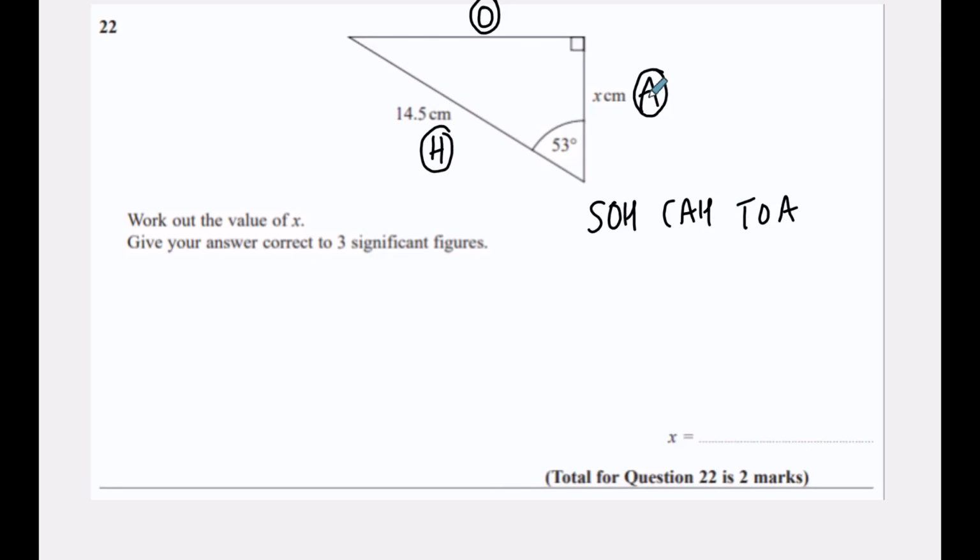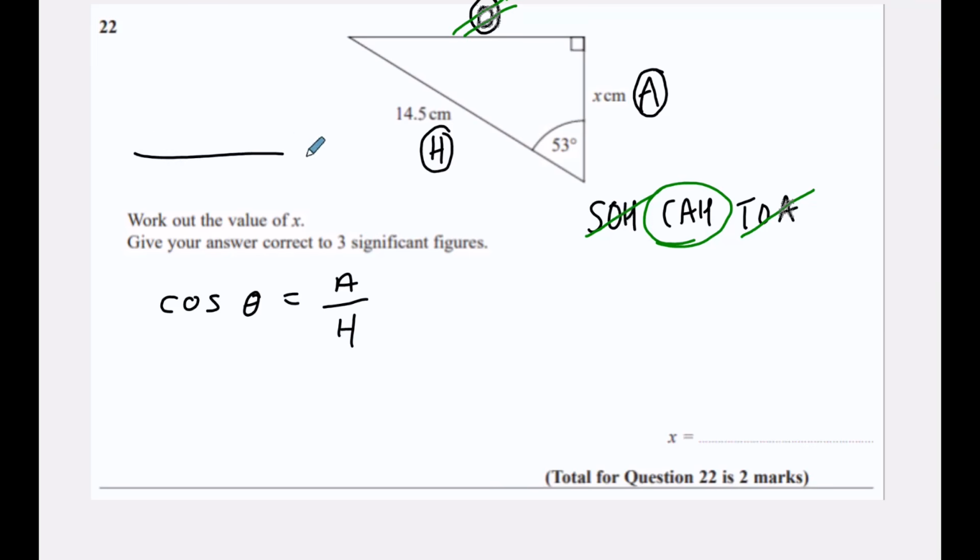We've got A and H in the question. We don't know O, and we're not trying to work it out. So we're going to be using A and H, which is CA. And CA means cos with the angle is equal to the adjacent over the hypotenuse. If you use one of these triangles, that's absolutely fine. You can use that as well.